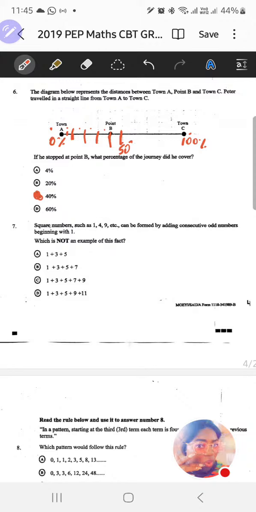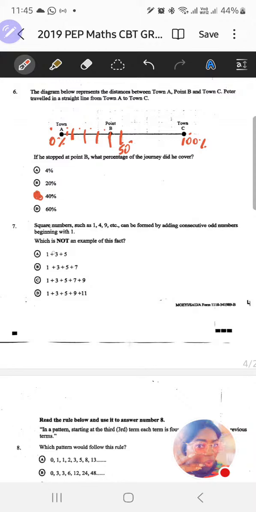2 times 2 is 4. 3 times 3 is 9. 4 times 4 is 16. So on and so forth. Now, here it's saying that we are going to use this fact, right? So we are going to be using this fact where we're adding consecutive odd numbers starting with 1.